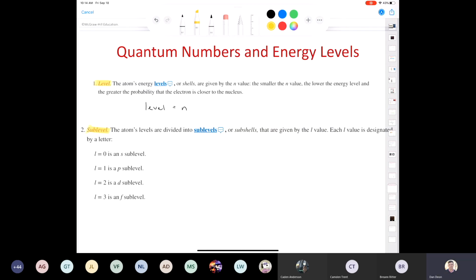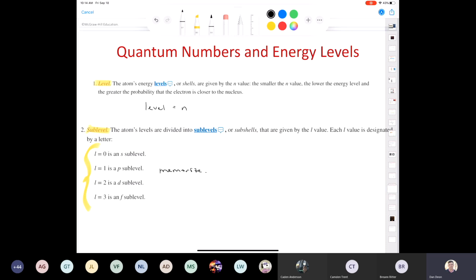The next one is a sublevel. It says the atom's levels, n is equal to 1, 2, 3, 4, 5, 6, whatever, are divided into what are called sublevels, or sometimes in some books subshells. Either one works. They are given by the L value. Each L value is assigned a letter. You have to have this memorized, so I'm going to put here: memorize this.